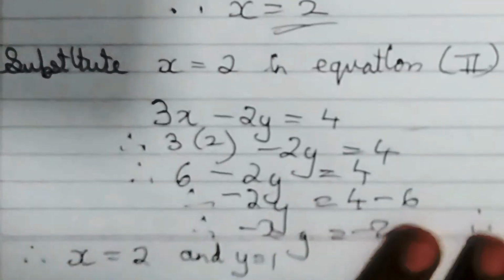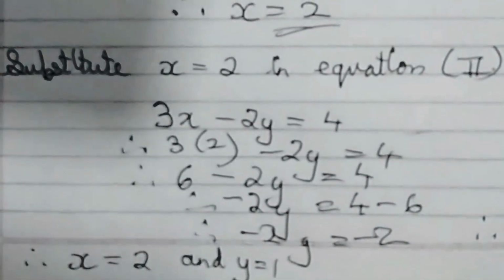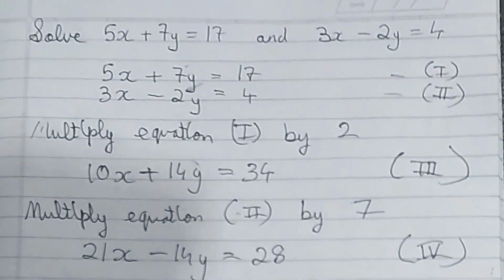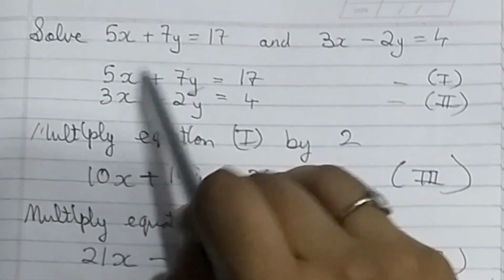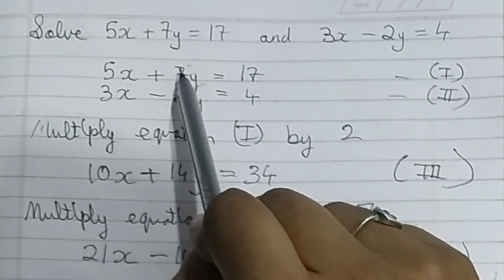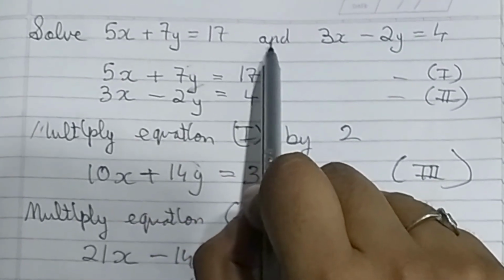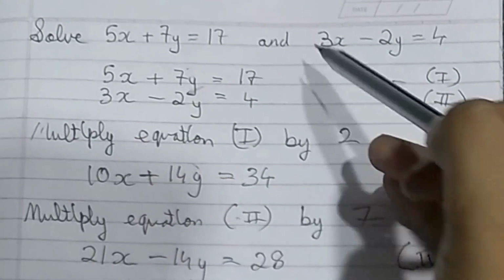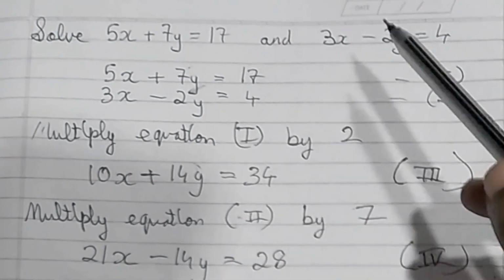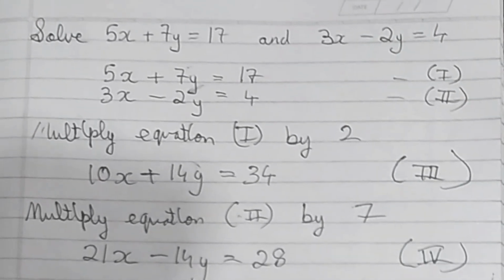If you want to check whether this answer is correct or not, x equal to 2 and y equal to 1, we can substitute in any one of the equations. Now x is 2 and y is 1. So in equation 1, 5 times 2 is 10, plus 7 times 1 is 7. So 10 plus 7 is equal to 17. Just by looking at the equation we can say that the answer satisfies this equation. It will satisfy both the equations. That means the answer is correct.